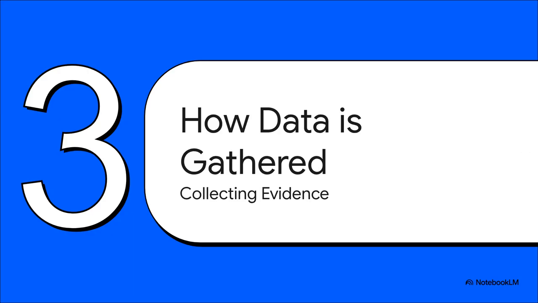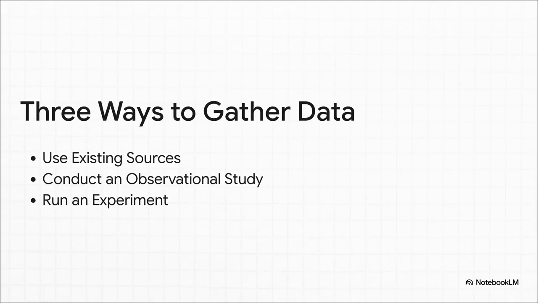Okay, so we know how to organize our clues, and we know how to classify them. But where do detectives even get their evidence from in the first place? Let's take a look at how data is actually collected out there in the wild. A data detective really has three main ways of gathering evidence. You can use clues that have already been collected, you can go out and just observe a situation as it happens, or you can actually run a controlled experiment to test out a theory.